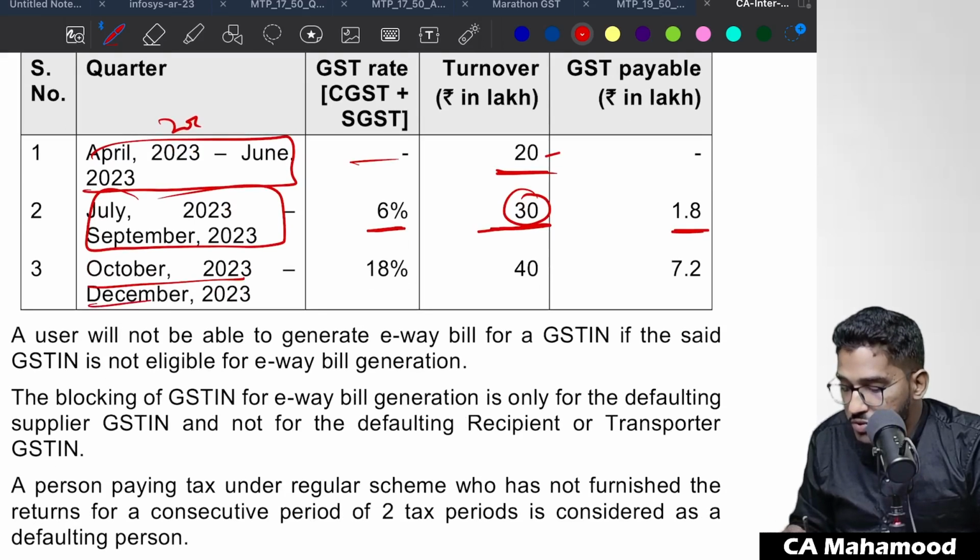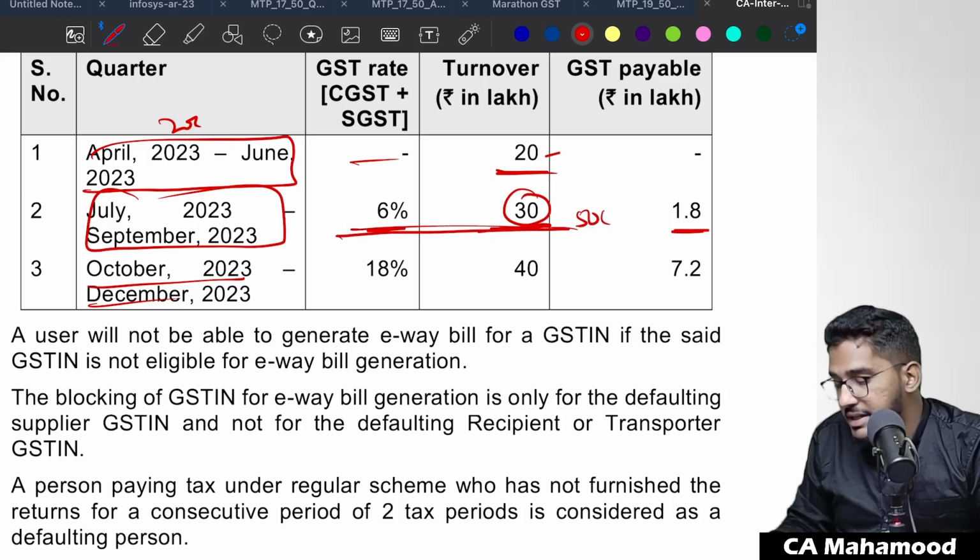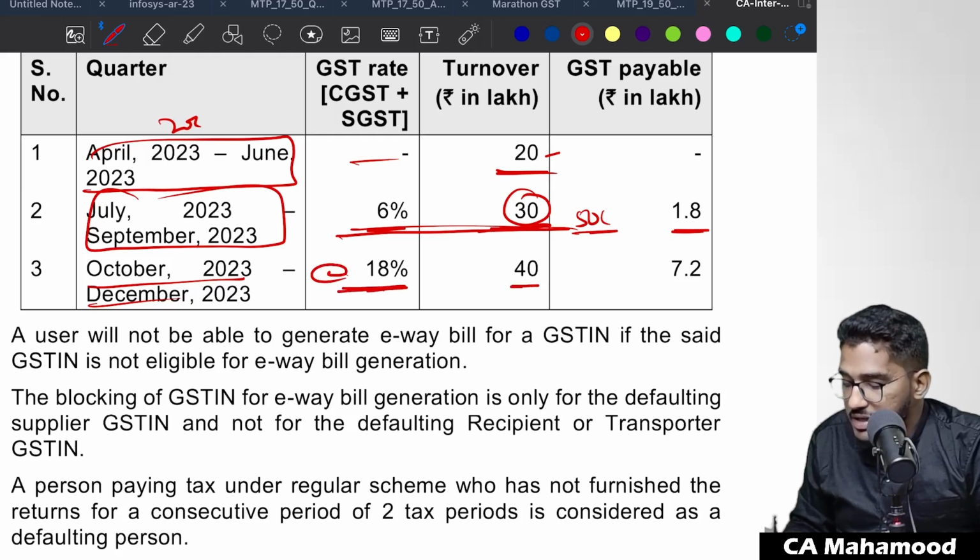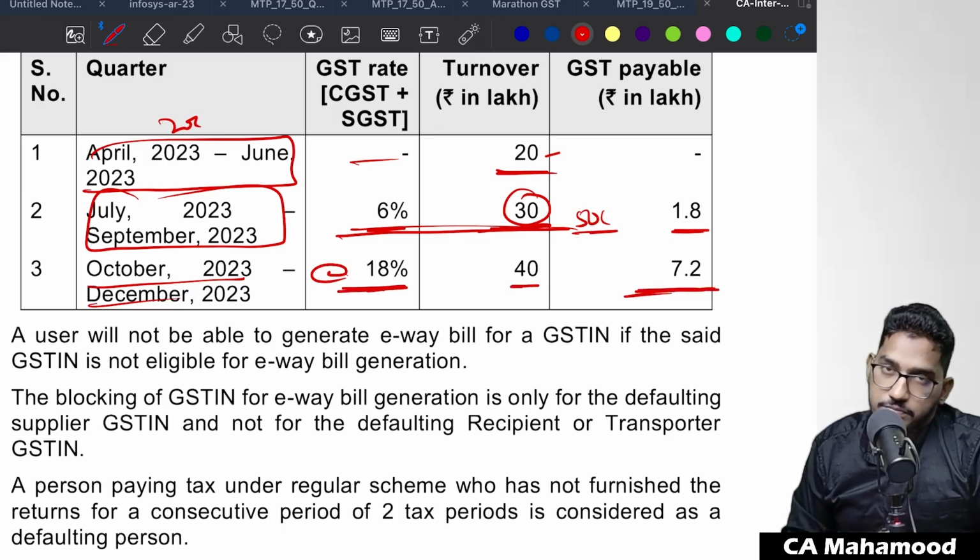Next one, from October to December, what happened is, the moment 50 lakh rupees has exceeded, you become not eligible for section 10(2A). Now whatever further services you are providing, on that you have to pay the GST at the rate of 18%. So on 40 lakh rupees at the rate of 18%, you have to pay the GST, which will come to 7.2 lakh rupees.